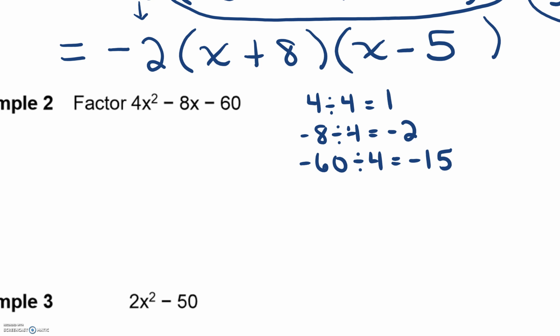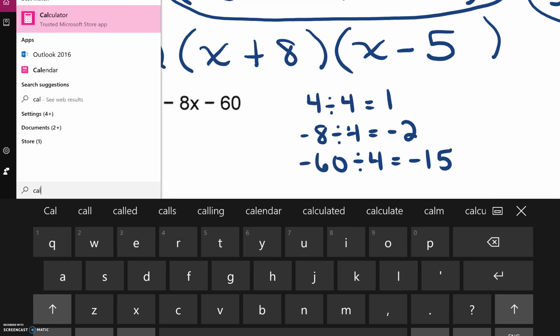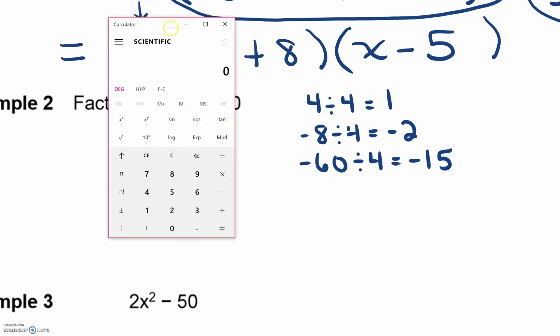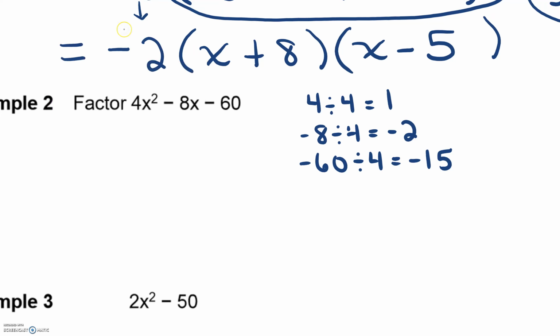But that is something I will double check because I'm not sure if it's right. Okay, so I'm just trying negative 60 divided by 4. It is negative 15. Okay, so I know that each number, the 4, the negative 8, and the negative 60 can all be divided by 4, which means the common factor equals 4.